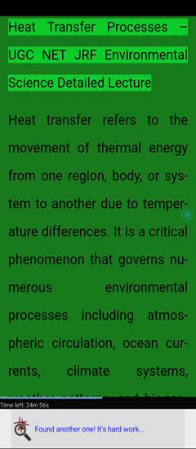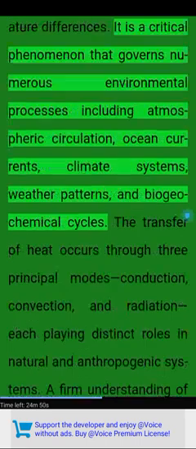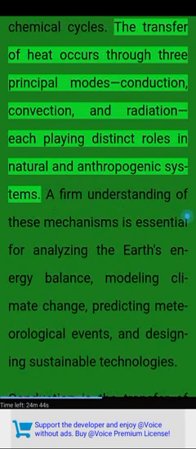Heat transfer processes. UGC NET JRF Environmental Science detailed lecture. Heat transfer refers to the movement of thermal energy from one region, body, or system to another due to temperature differences. It is a critical phenomenon that governs numerous environmental processes including atmospheric circulation, ocean currents, climate systems, weather patterns, and biogeochemical cycles. The transfer of heat occurs through 3 principal modes: conduction, convection, and radiation, each playing distinct roles in natural and anthropogenic systems.